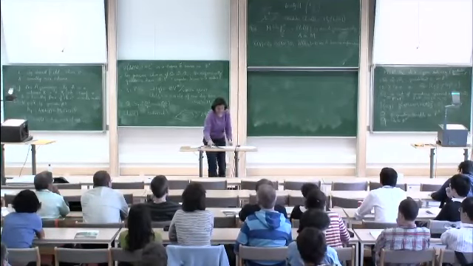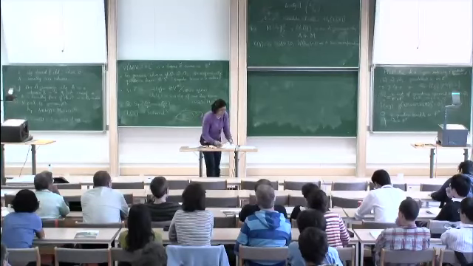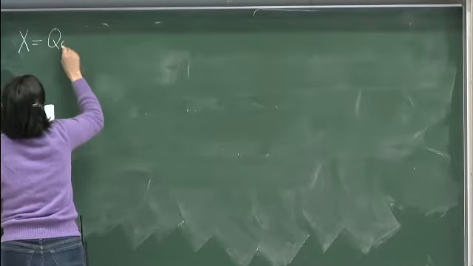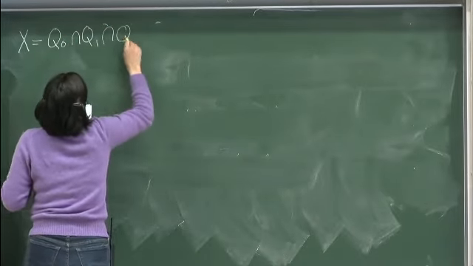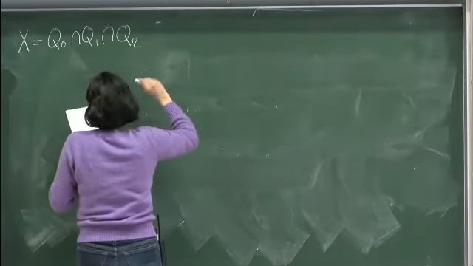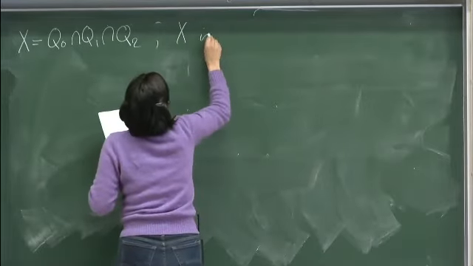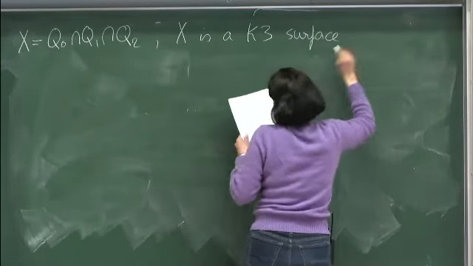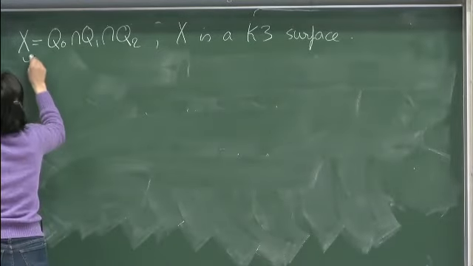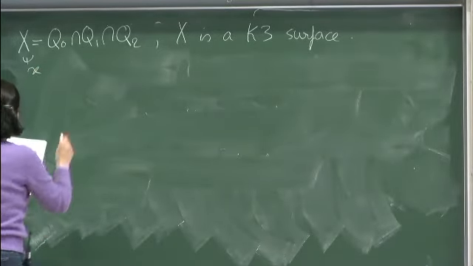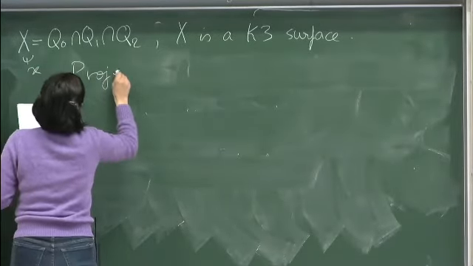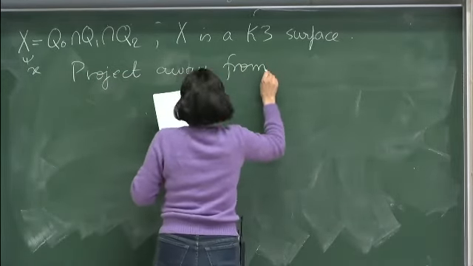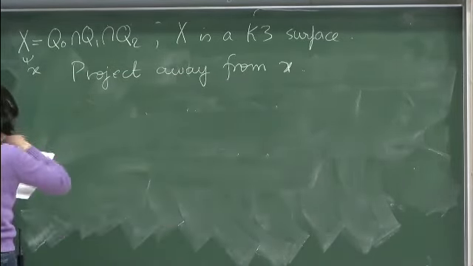So this guy doesn't deform. So let's try to do something else. Let's take the base locus of my net of quadrics, which some of you will recognize. X is another K3 surface of degree 8 in P5. And you choose a point x in X. And now you just project away from x. So what do I mean by that?